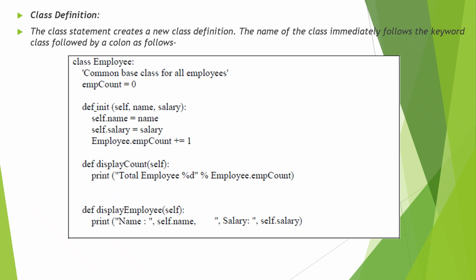For example, here we have taken init of self, name, salary. Next, self dot name is equal to name, self dot salary is equal to salary. Here self refers to the instance being created. Name and salary are instance variables initialized for this specific object.